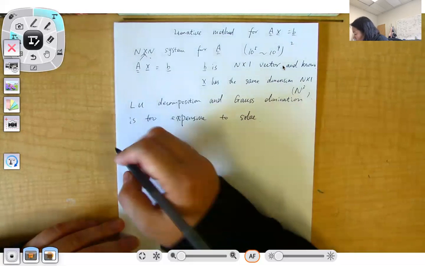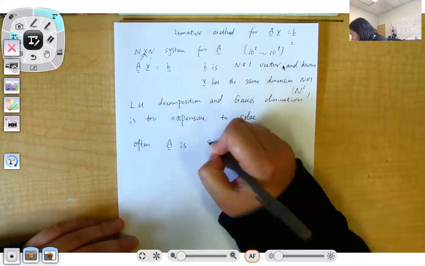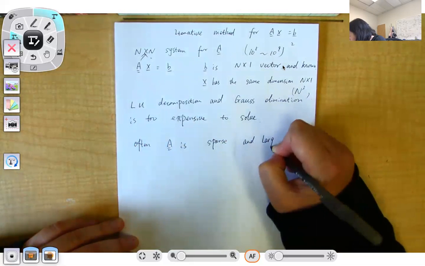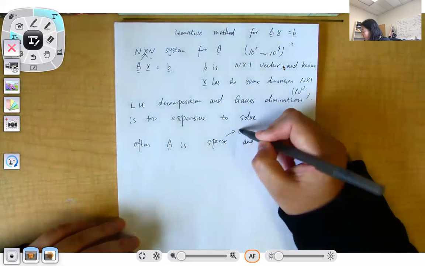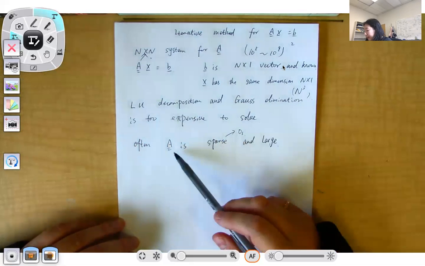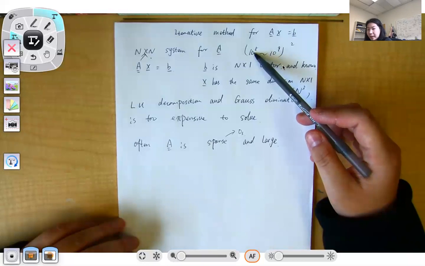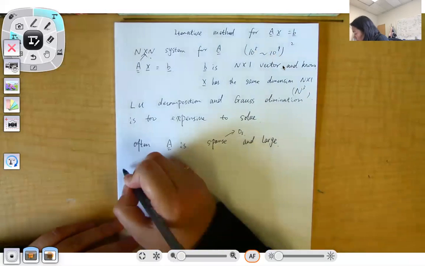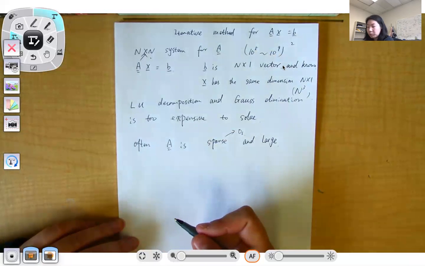Often, this A is sparse and large. When I say sparse, it means mostly zeros in your matrix. And when this A is large, like n from 10 to the fifth to 10 to the ninth, and also sparse, an iterative method is very efficient. So we will first introduce one iterative method called the Jacobi iteration.